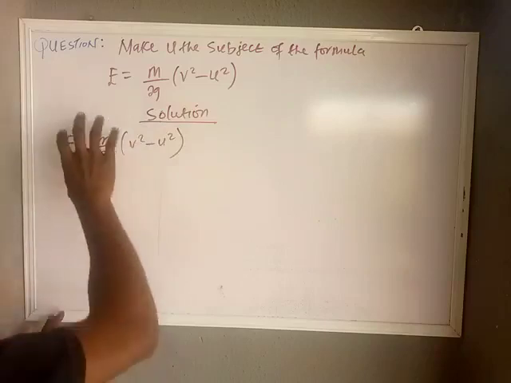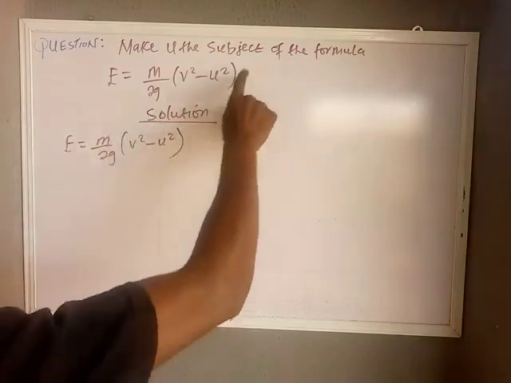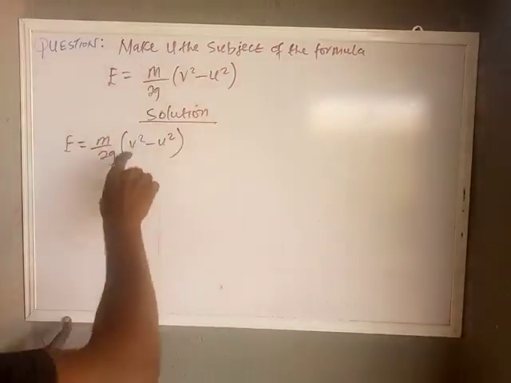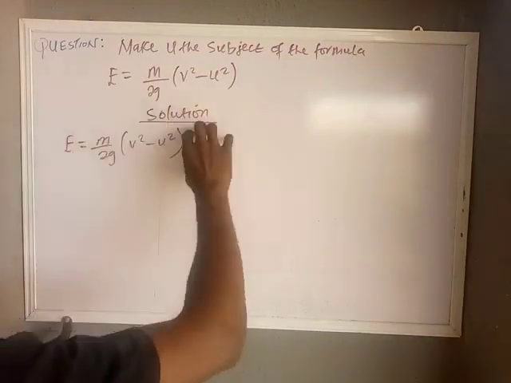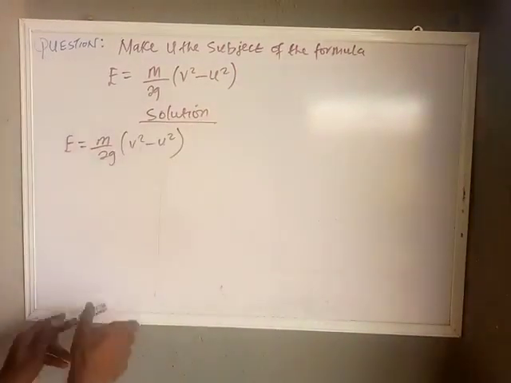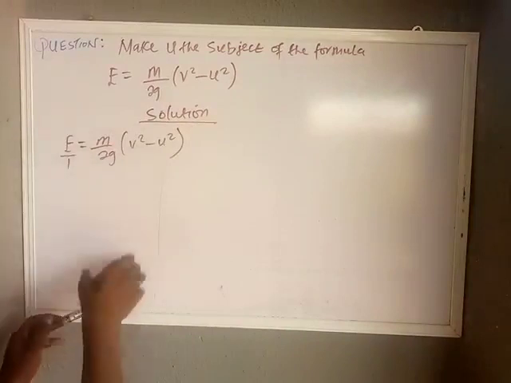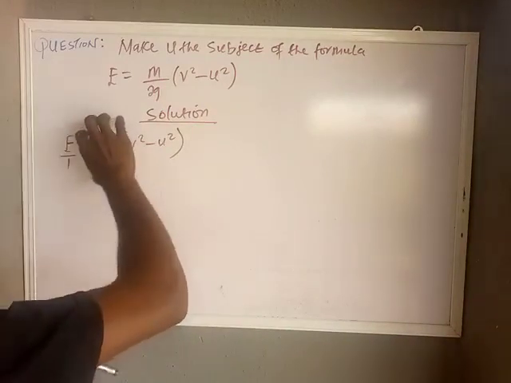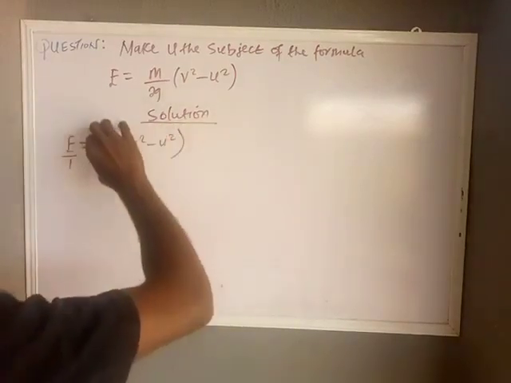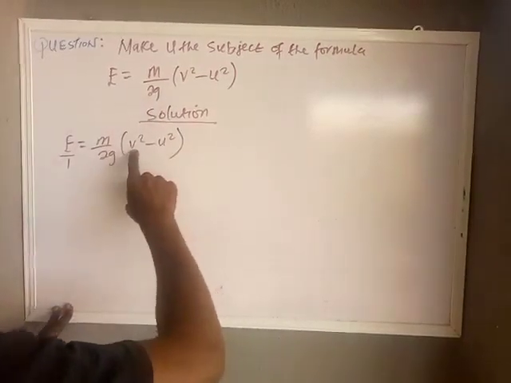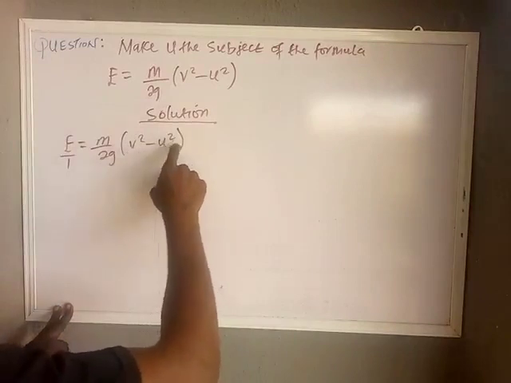Now, if you look at this question closely, our aim is to make u the subject of the formula, but it is connected to this. So we'll begin by considering this. Let's imagine there's a 1 here. Now we have two terms, term 1 and term 2. So this m over 2g together with v squared minus u squared.